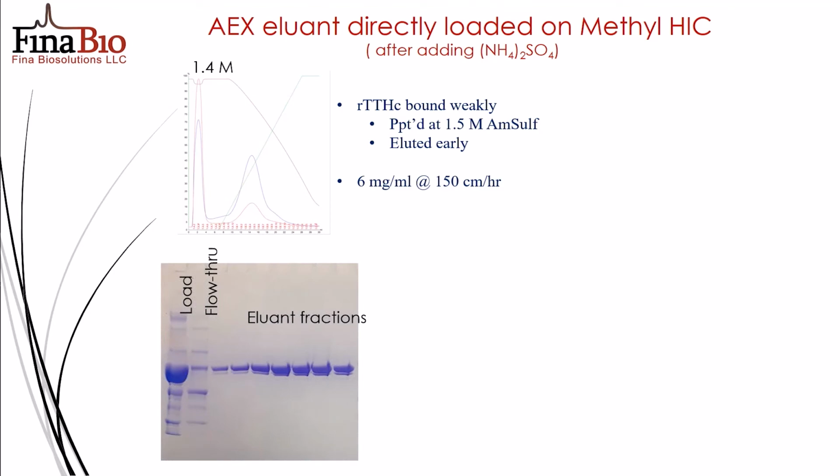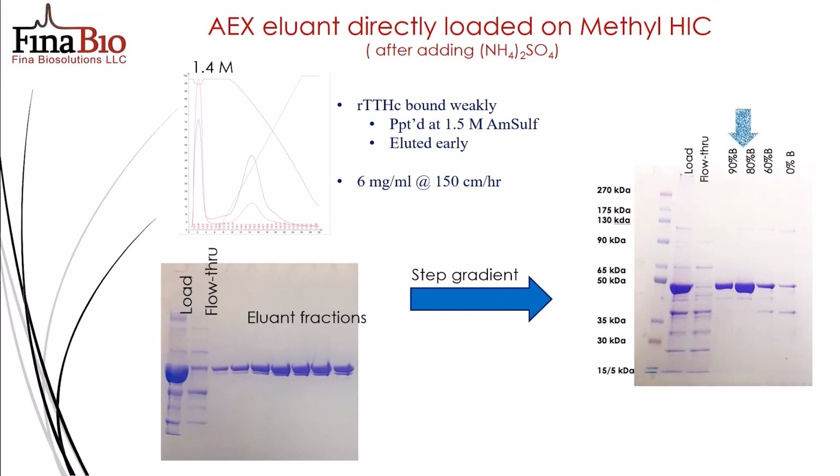However, the eluent from this column was quite pure, and there was very little target protein in the flow through at this loading level. So we converted the HIC column to a step gradient, initially finding that it began to elute at about 90% and completely eluted at 80% of the buffer B, which was 1.4 molar ammonium sulfate. So it really eluted quite early in the gradient.